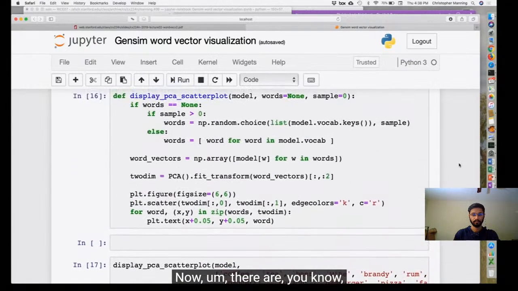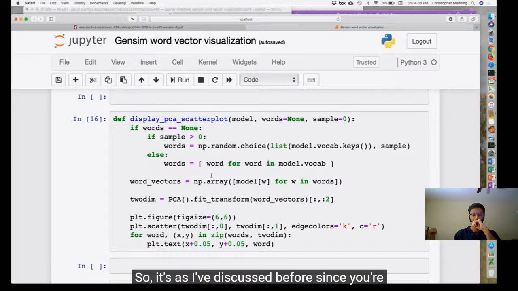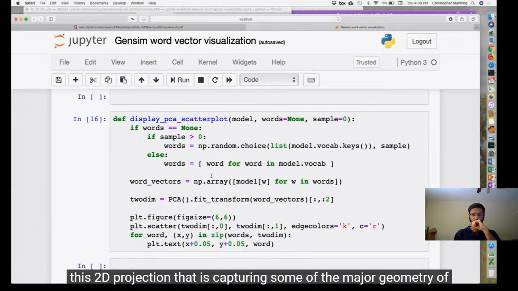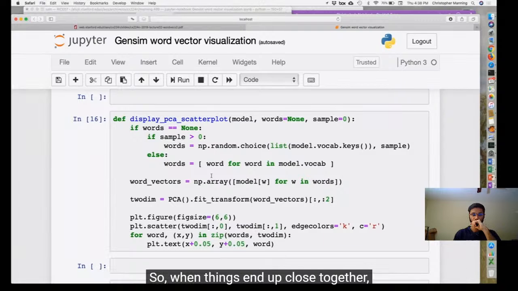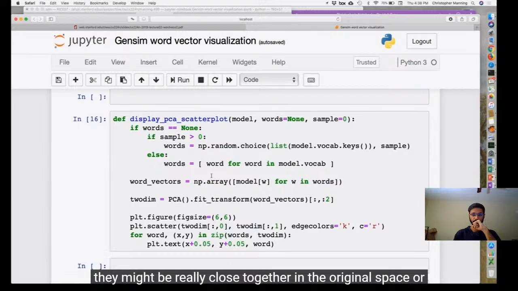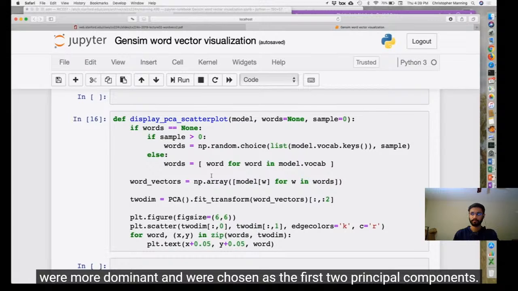Now, to some extent, though, you want to hold on to your wallet with these PCA displays, because as I've discussed before, since you are taking something that was 100-dimensional and just doing this 2D projection, that is capturing some of the major geometry of the space, but it just has to be losing a huge amount of the information. So when things end up close together, they might be really close together in the original space, or they might just have been words that lost in the 2D projection because there are other patterns that were more dominant and were chosen as the first two principal components.